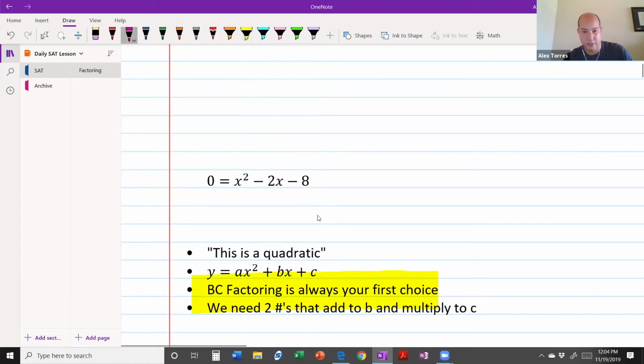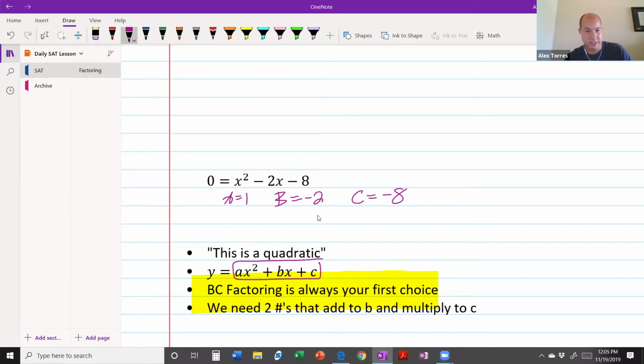So this is in the format of ax squared plus bx plus c, right? Because it's got the x squared, the x, and then the number. And if that's the case, our a is what's in front of the x squared, our b is what's in front of the x, and our c is the next number off to the end. And we need two numbers that add to b and multiply to c.